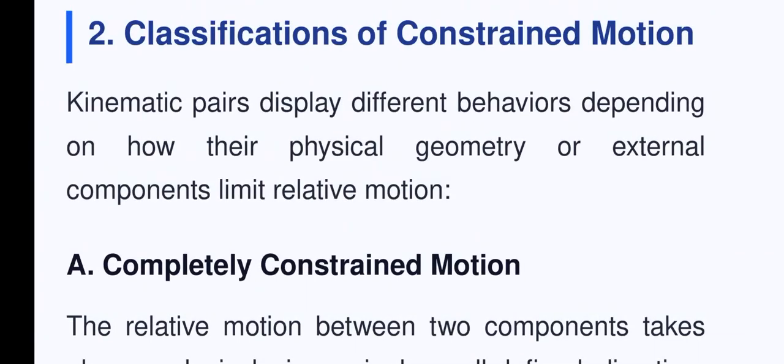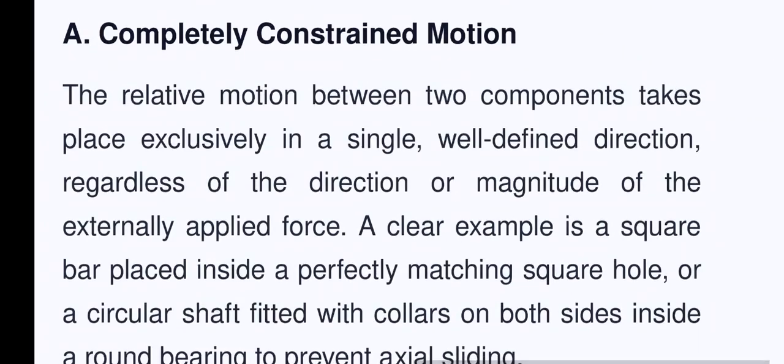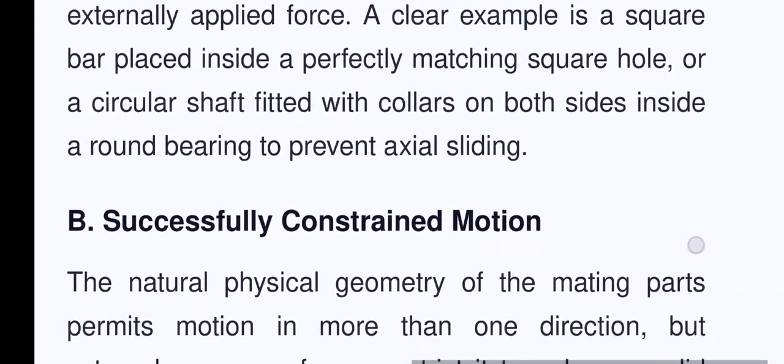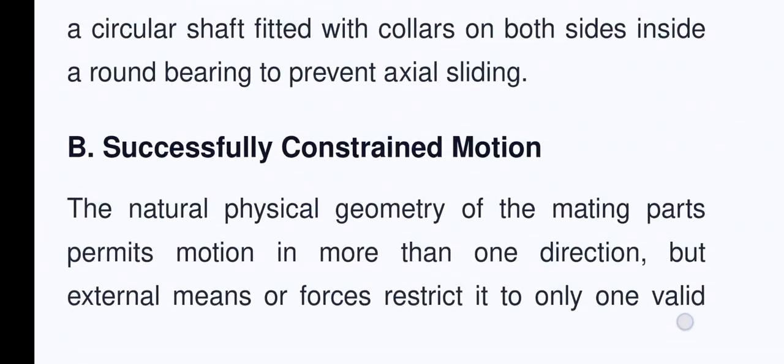Kinematic pairs display different behavior depending on how their physical geometry or external components limit relative motion. Completely constrained motion: the relative motion between two components takes place exclusively in a single well-defined direction, regardless of the direction or magnitude of the externally applied force. A clear example is a square bar placed inside a perfectly matching square hole, or a circular shaft fitted with collars on both sides inside a round bearing to prevent excess sliding.